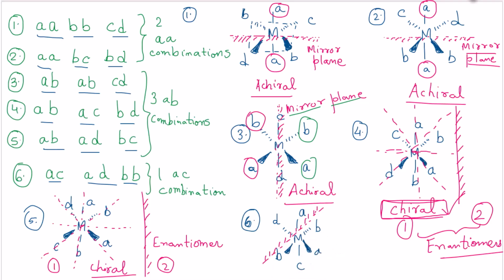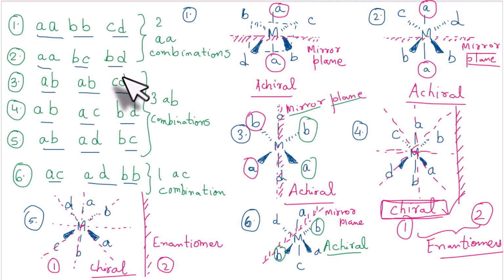Okay, so because of this mirror plane and the two B ligands being trans to each other, you can see these two similar ligands trans to each other. Because of this, there will be a mirror plane existing at this diagonal. Okay, and that is why this sixth ligand combination gives rise to again an achiral molecule.